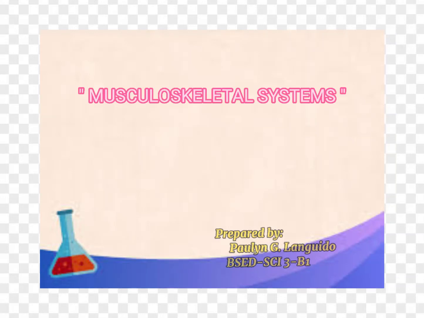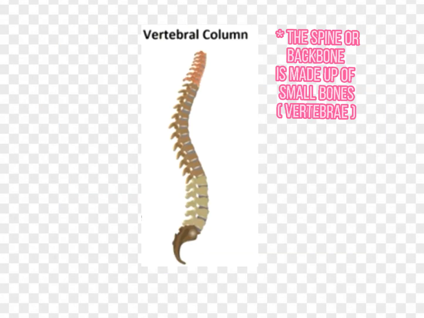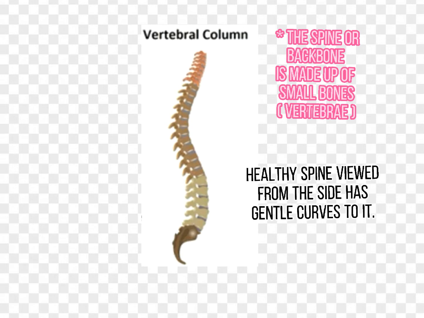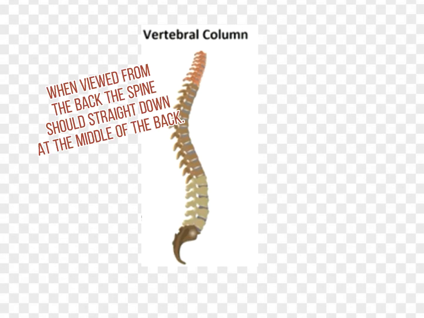Good day everyone. For today, let's move on to the abnormal curves of the vertebral column. The spine or backbone is made up of small bones or vertebrae stacked one on top of another. A healthy spine when viewed from the side has gentle curves to it. The curves help the spine absorb stress from body movement and gravity.